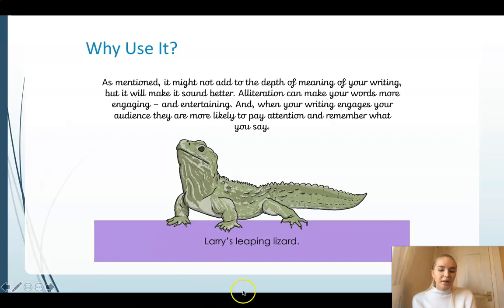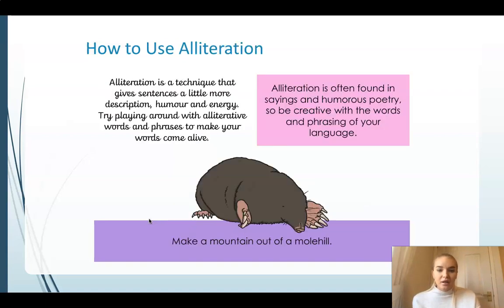Here's another example here. Larry's leaping lizard. What do you think is the alliteration here? That's right, it's the L letter, isn't it? Larry's leaping lizard. You can see my lips and my tongue. Larry's leaping lizard. Fantastic. So the final part to our little recap on alliteration is how to use it.